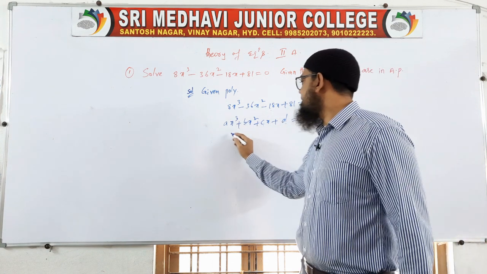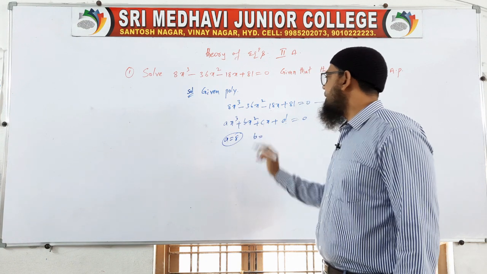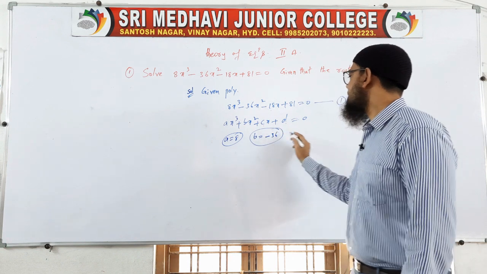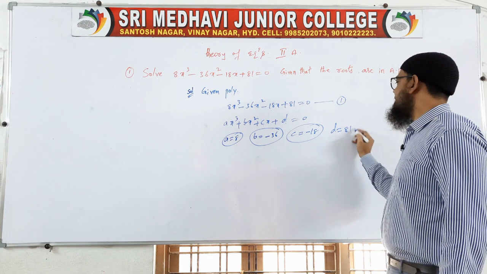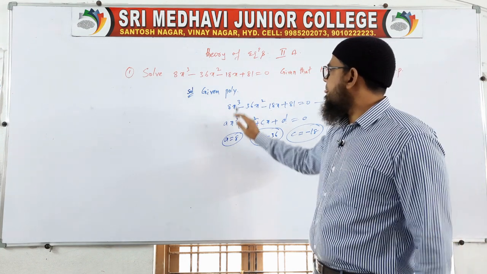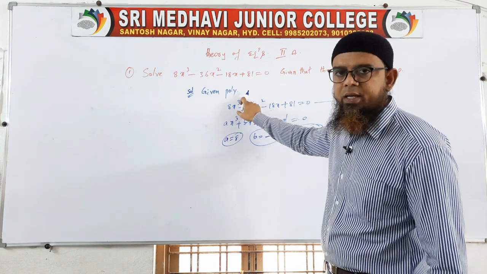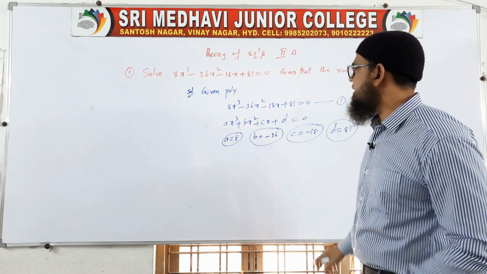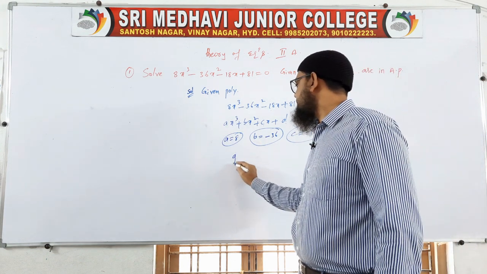A value is 8. Then B value is minus 36. Then C value is minus 18. D value is 81. Completed. After that we have to write the roots here, because the highest power is 3, that is, the degree is 3, which means we have to write 3 roots. But what is given in our problem? The roots are in AP. That condition I am writing here.